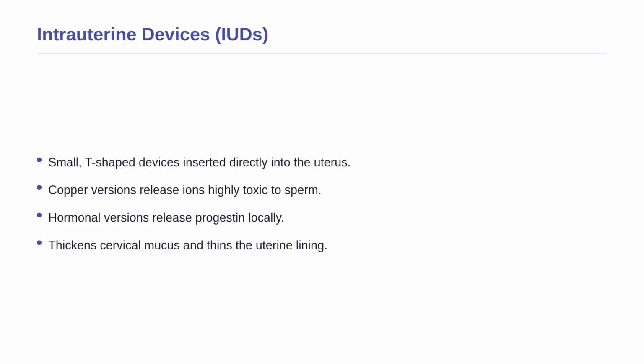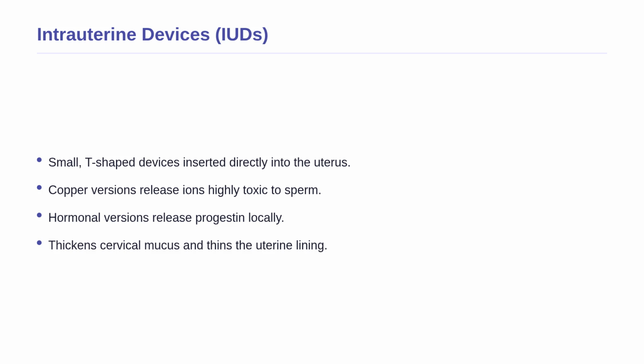Beyond systemic hormones, there are highly effective localized treatments. Another major category is the intrauterine device, or IUD, which is a small, T-shaped device inserted directly into the uterus. There are 2 main types.